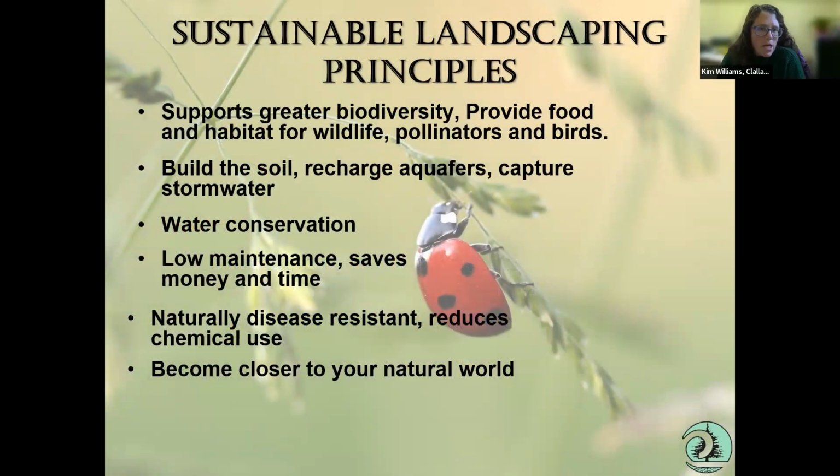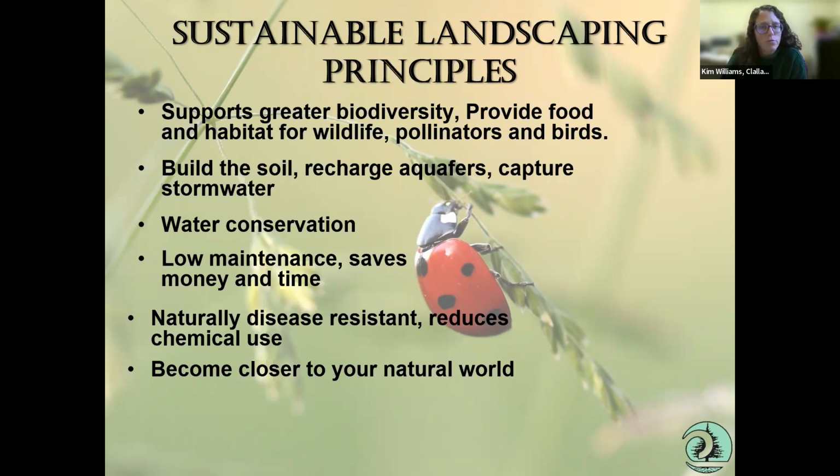So today we are going to be talking about sustainable landscaping, or really landscaping with native plants. And there are some basic principles to sustainable landscaping. Sustainable landscaping really helps to support greater biodiversity, and it provides habitat. The thing that's happening with our landscape, our natural areas, is that they're being broken up and fractured and minimized. Less habitat for our pollinators and our birds and our insects.